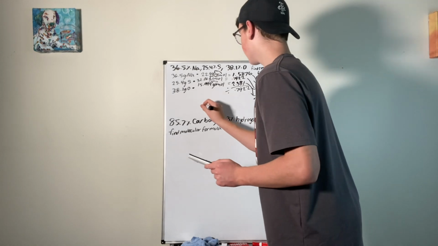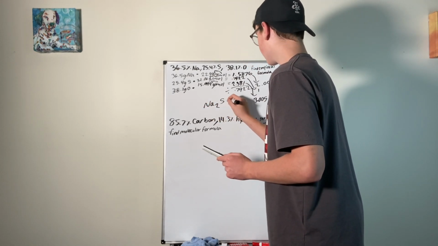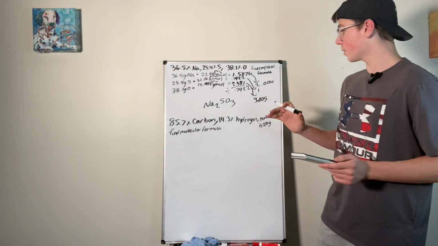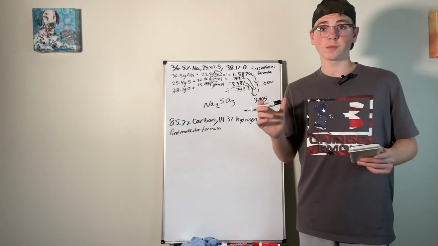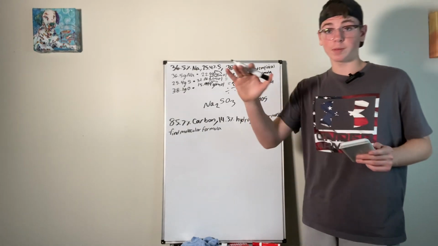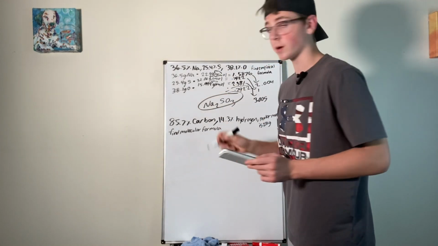So there's 2 sodiums, 1 sulfur, and 3 oxygens. So our empirical formula here is Na2SO3, sodium sulfite. And it is an empirical formula because we can't simplify anything. Okay, so this is our empirical formula.